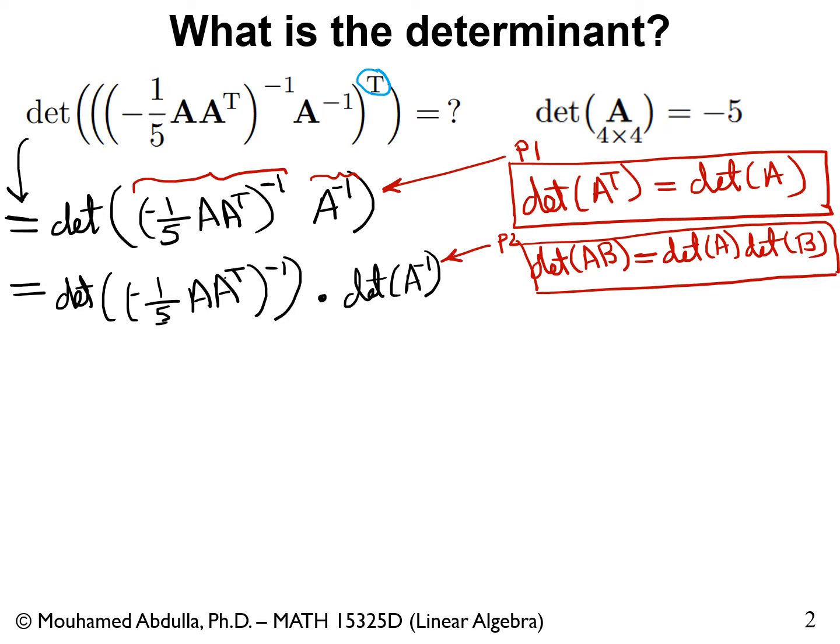There's another property that we could put to use, which is the following. If we're finding the determinant of an inverse of a matrix, this is also equal to 1 over the determinant of the matrix. This is a nice result that we could also put to use here. Both expressions have an inverse. Notice the inverse that we have in both expressions.